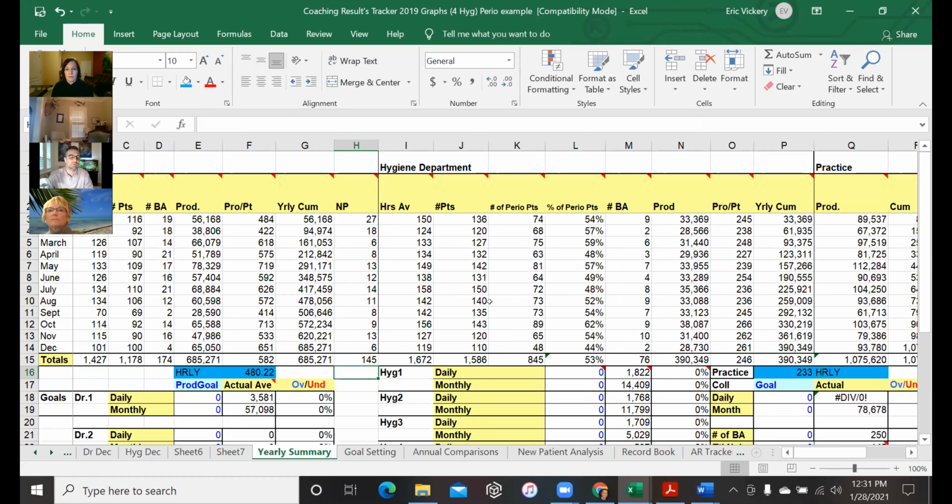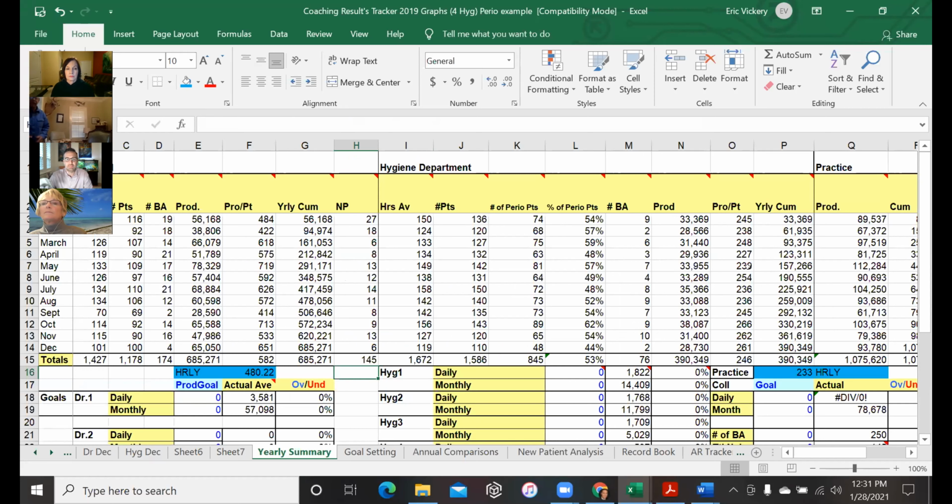And so I want to show this to you guys because this is the tracker. This is a yearly summary. This is the whole practice. This is January through December, hygiene department. This is a practice that doesn't have a lot of patients, but they do a very effective job at a lot of things. And I wanted to show you an example of them.